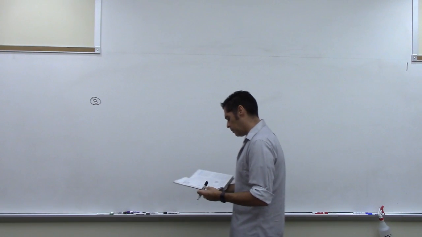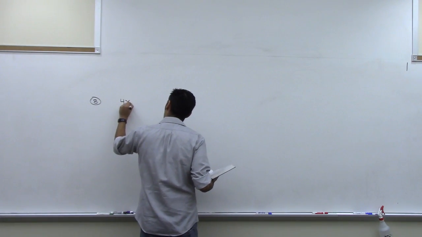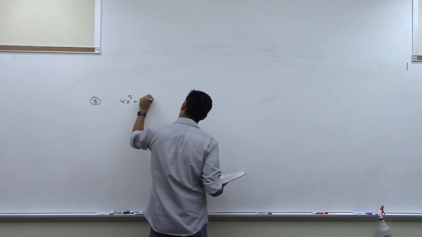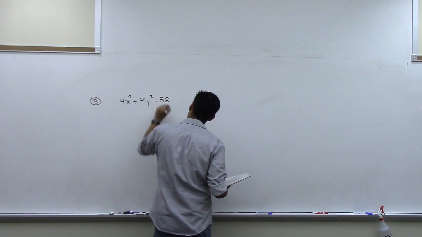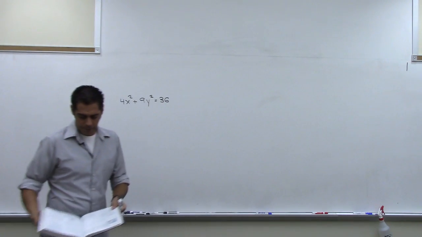All right, this problem is different. It says, suppose you were given an equation, 4x squared plus 9y squared equals 36. So this is a curve. If we draw it, it's a curve.